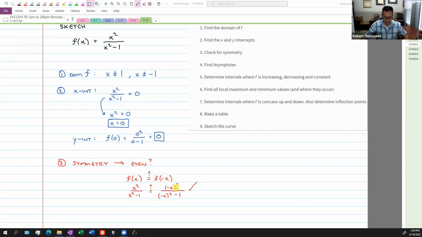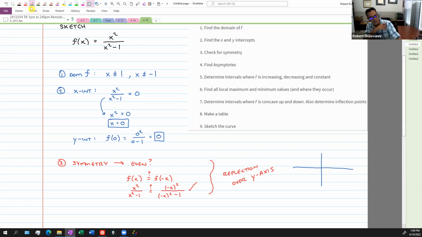Okay, so this negative x squared right here becomes positive x squared. This negative x squared becomes positive x squared, and so they are the same. So it's an even function, which means that I have symmetry. I should see a reflection of the graph over the y-axis. That's what even functions look like. So if you reflect them over the y-axis, they will land right on top of themselves. Cosine of x is an example of an even function, in case you've forgotten.